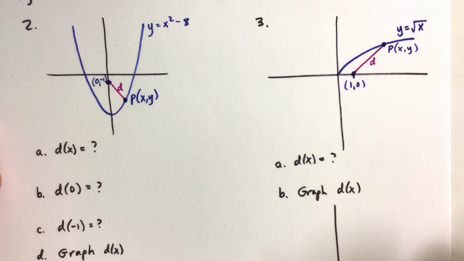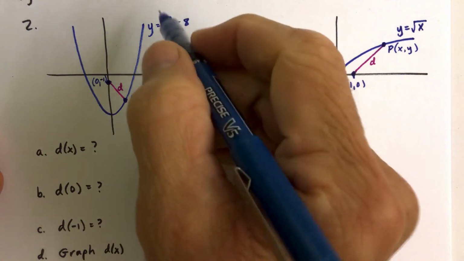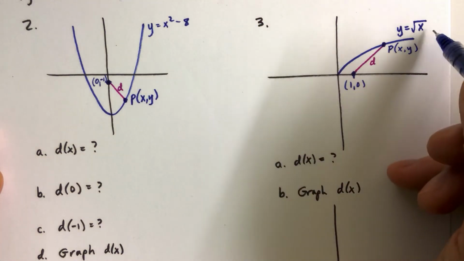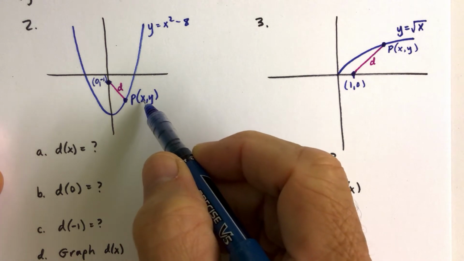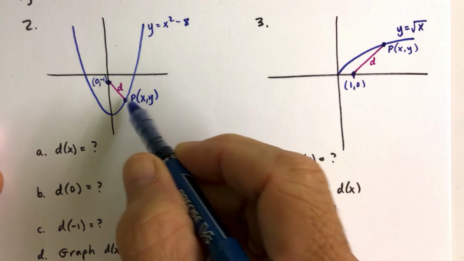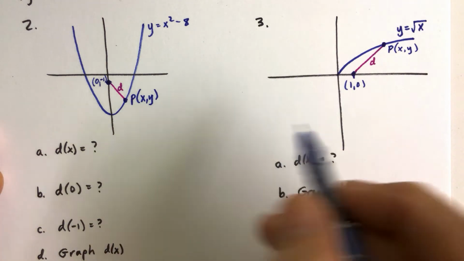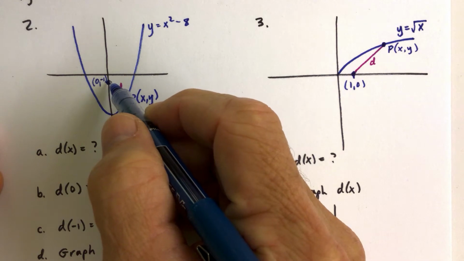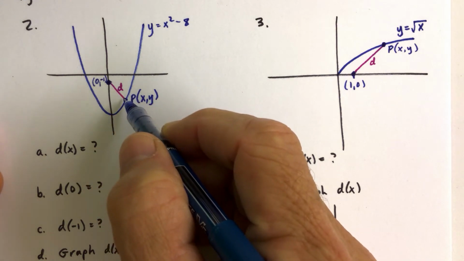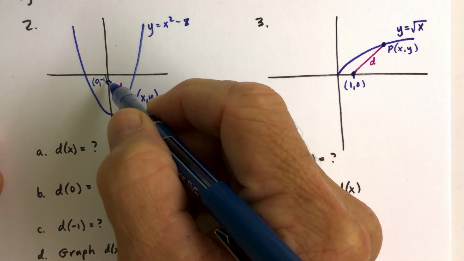So problems 2 and 3 are very similar. Each problem you start with a function, y as a function of x, and you place a point P that has coordinates x, y on the graph of each of the functions. And then in problem number 2, you're supposed to express the distance d from that point on the curve, no matter where it's at, to the point that has coordinates 0, -1.